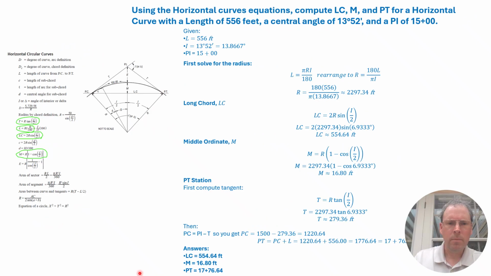Okay, we're going to do another example for horizontal curves. Let's say we have a problem using the horizontal curve equations, compute the LC, M, PT for a horizontal curve with a length of 556 feet, center angle of 13 degrees, 52 minutes, and we have a PI of 15+00. So here's our givens, and I went ahead and put that degrees, minutes, seconds into an angular format here.